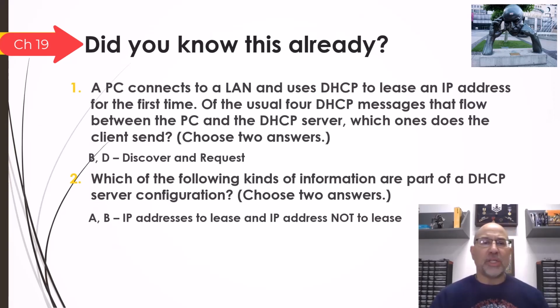All right, our Do I Know This Already quiz. Question number 1. A PC connects to a LAN and uses DHCP to lease an address for the first time. Of the usual 4 DHCP messages that flow between the PC and the server, which ones does the client send? Well, we know that right off the bat. It's the discover and then the request after the server comes up with an offer. Question number 2, which of the following kinds of information are part of a DHCP server configuration?